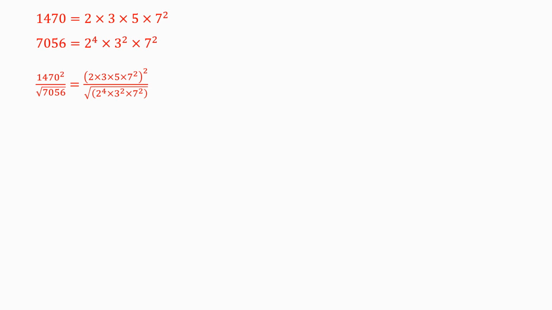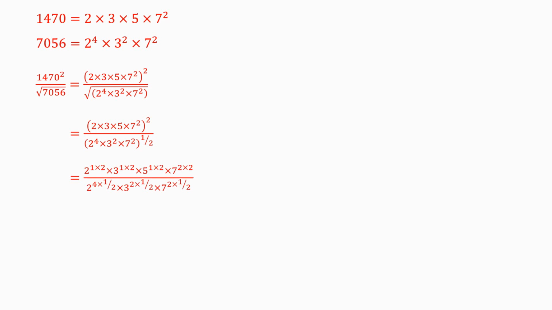So we have the square of 2 by 3 by 5 by 7 squared, and the square root of 2 raised to 4 times 3 squared times 7 squared. So the square root can be written as a power, and as a power it is raised to a half. Then we open the brackets by multiplying the indices. We have 2 raised to 1 times 2, 3 raised to 1 times 2, 5 raised to 1 times 2, and 7 squared times 2.